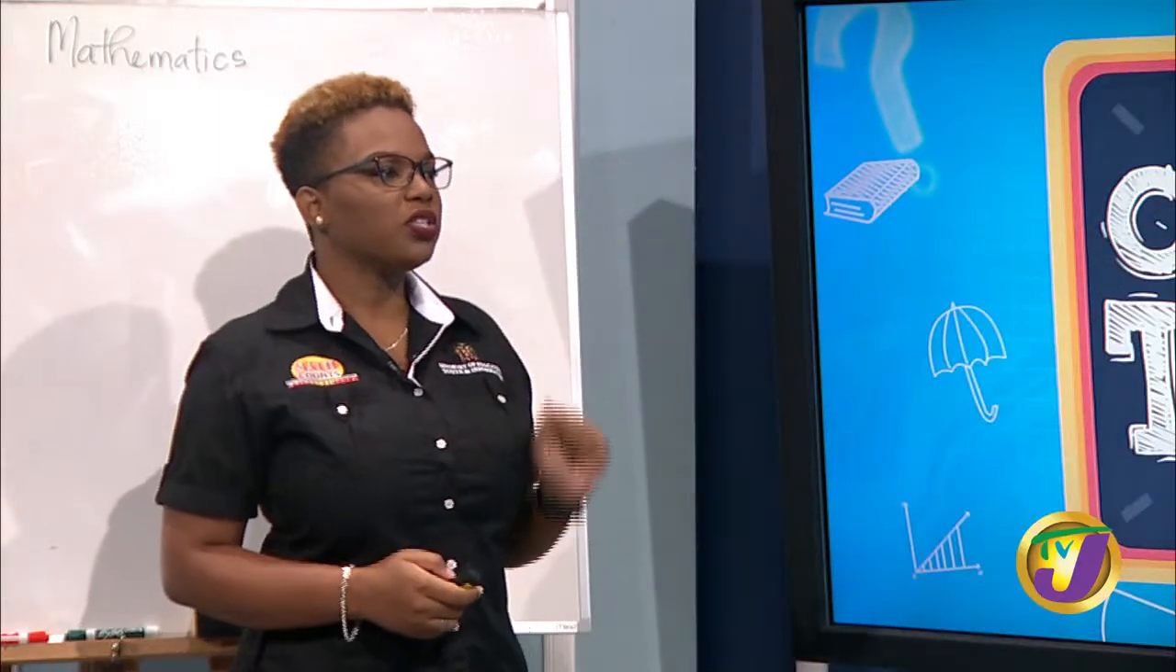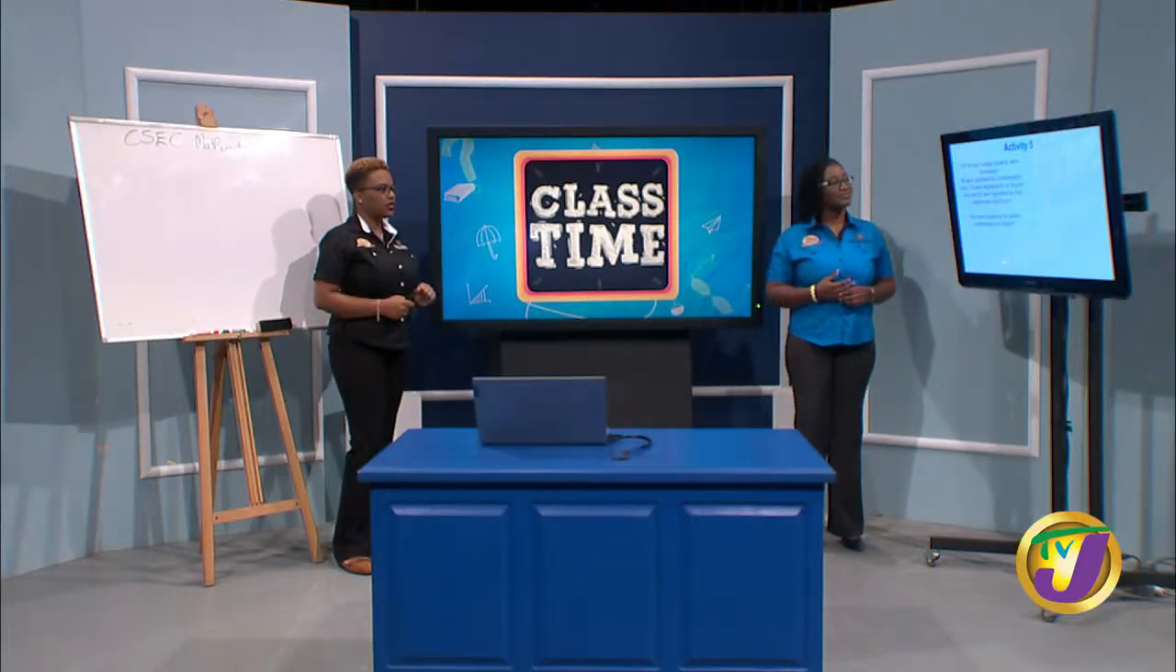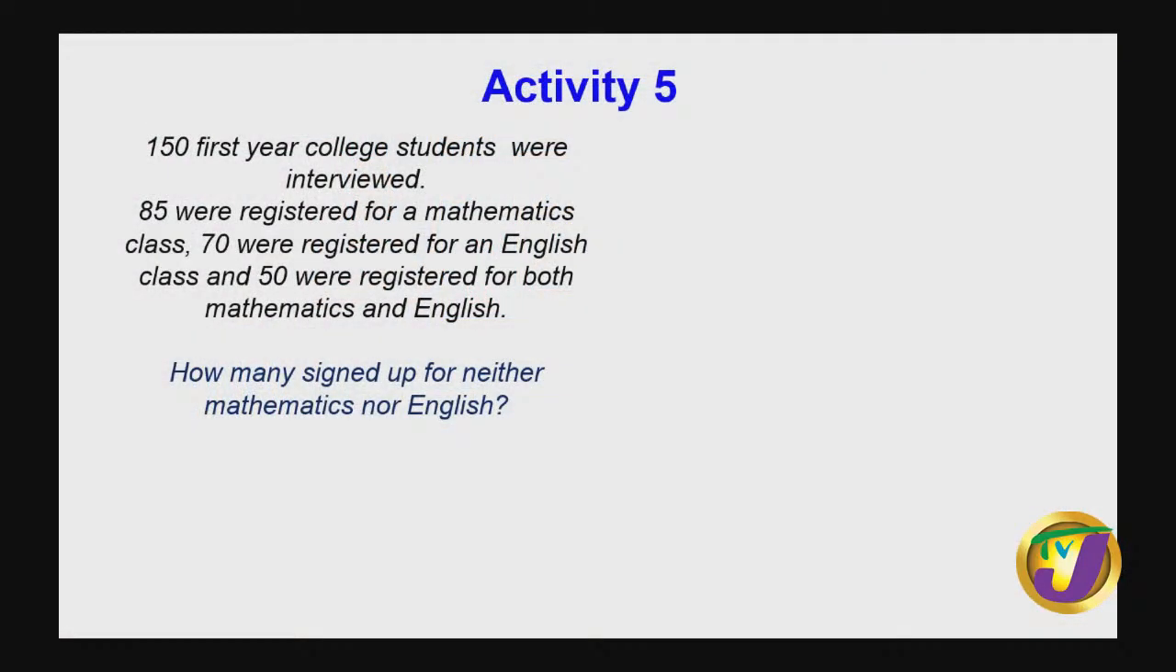150 first-year college students were interviewed. 85 were registered for a mathematics class. 70 were registered for an English class. And 50 were registered for both mathematics and English. How many signed up for neither mathematics nor English?